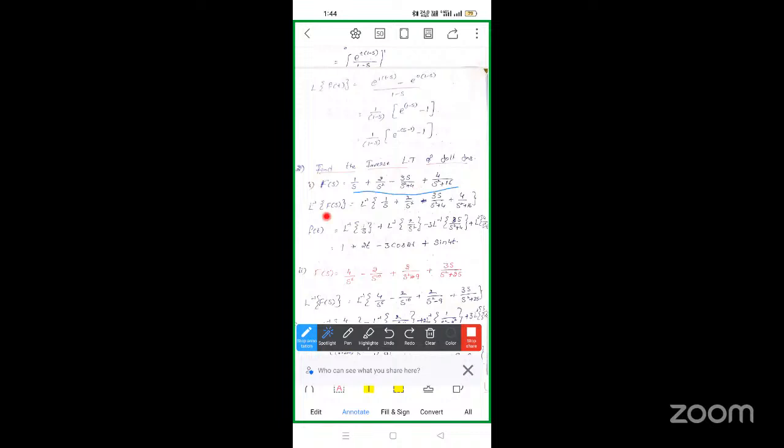So L inverse of f of s is equal to L inverse of this term. By using the linearity property, we can separate each and every term's inverse Laplace. So that is L inverse of 1 by s, plus L inverse of 2 by s square, minus 3 into L inverse of s by s square plus 4, plus L inverse of 4 by s square plus 16. So this is the linearity condition.